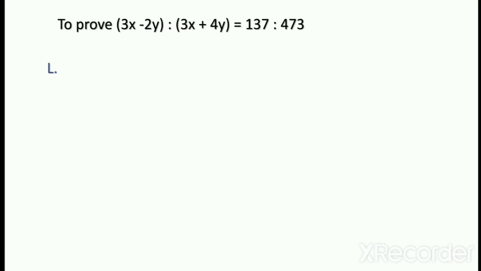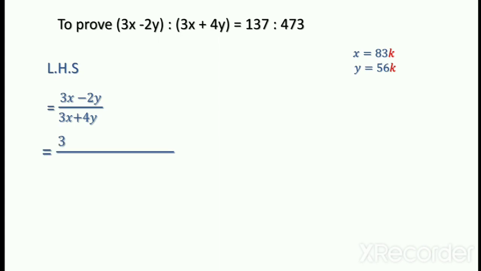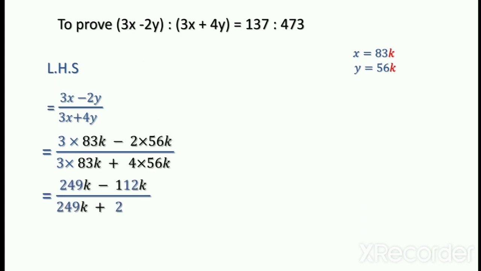So we need to take the left hand side. So I've written that in the form of a fraction, and remember this, that the value of x is 83k, the value of y is 56k. So we are only replacing these values now here on the left hand side. You'll observe we have only replaced the values. Now you multiply. Okay, now you add and subtract accordingly.